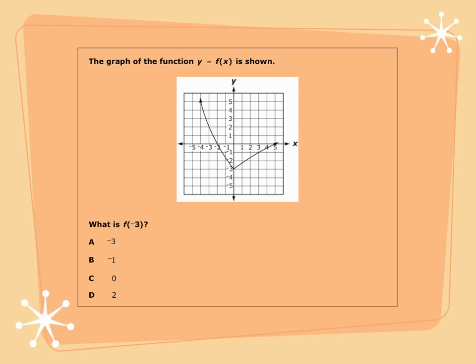This next example says the graph of the function y equals f of x is shown. What is f of negative 3? Well, f of negative 3 tells us to look for x equals negative 3 on the graph. If you notice, the point where x equals negative 3 is right there at that pink point. And when x is negative 3, y is 2.